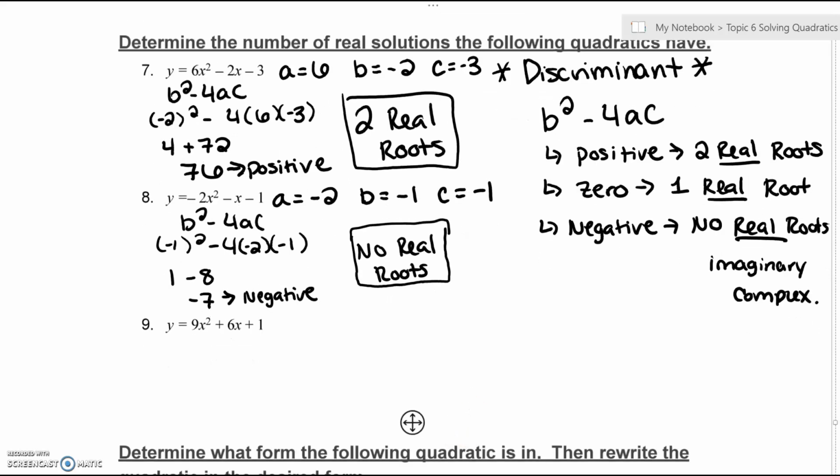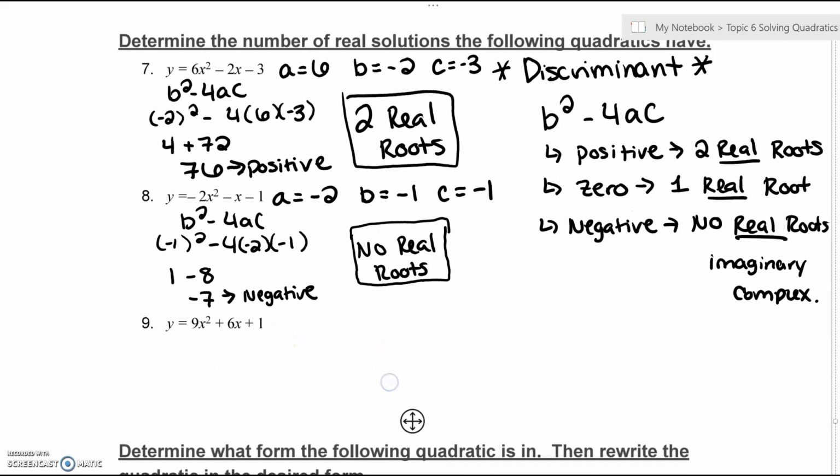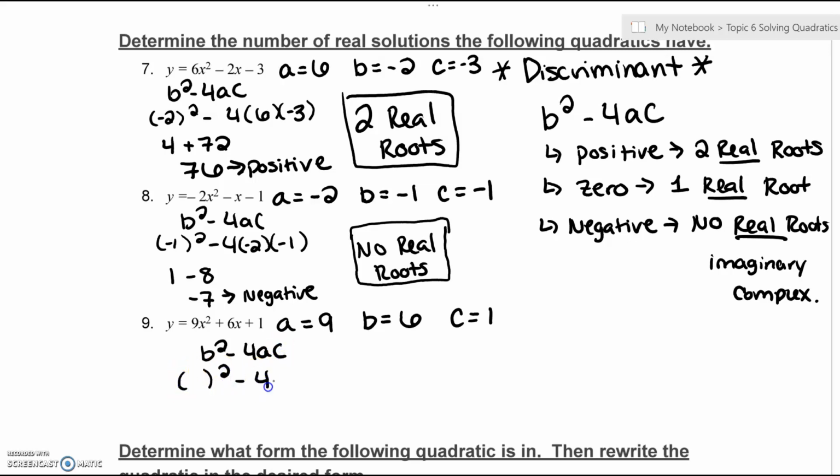And then lastly, number 9 here. With number 9, we have to pull out a, b, and c as well. So a is the number in front of x squared, which is 9. B is the number in front of x, which is 6. C is the constant, which is 1. So plugging this into b squared minus 4ac, changing to parentheses so I can plug in without mistakes. B squared, so b is 6 squared, minus 4 times a is 9, times c is 1.